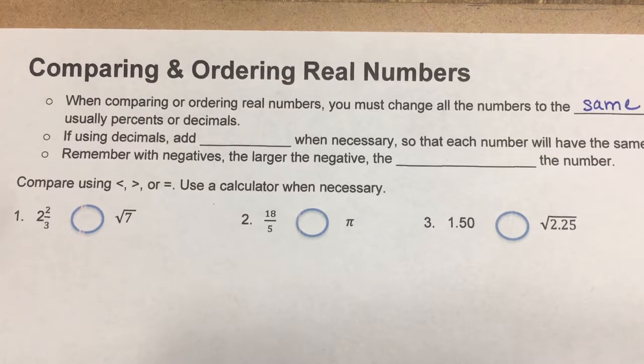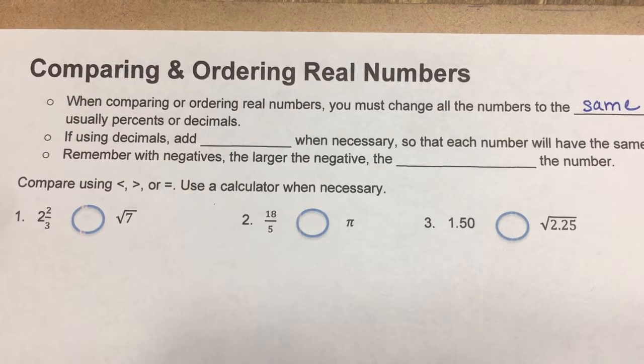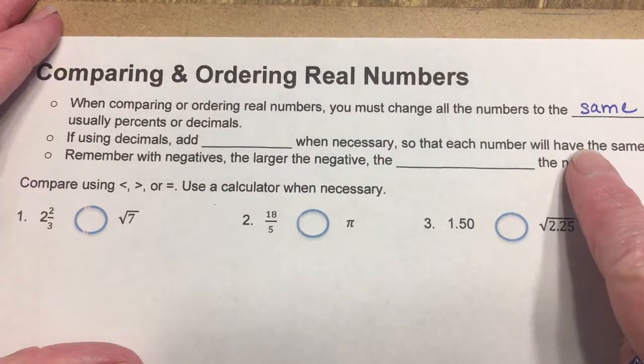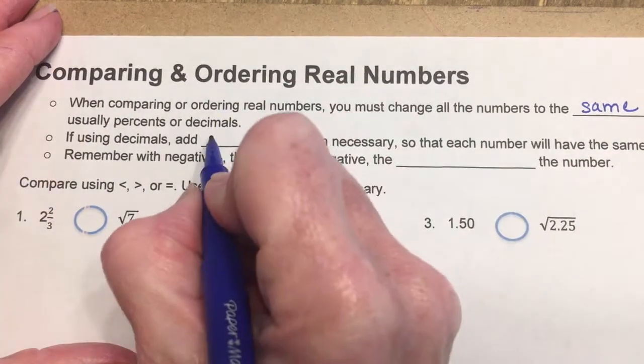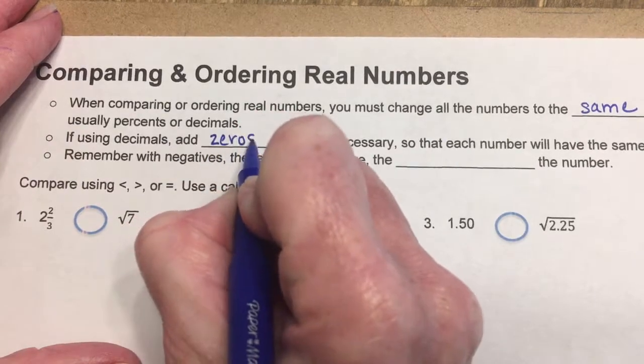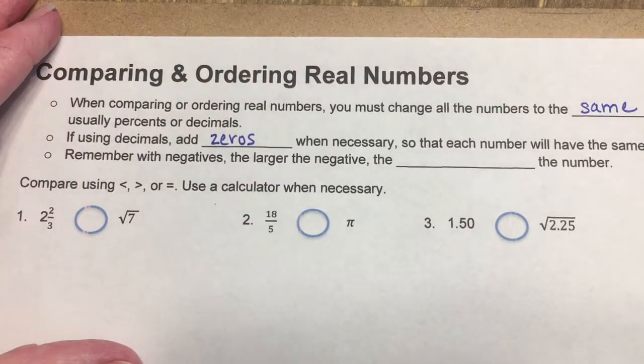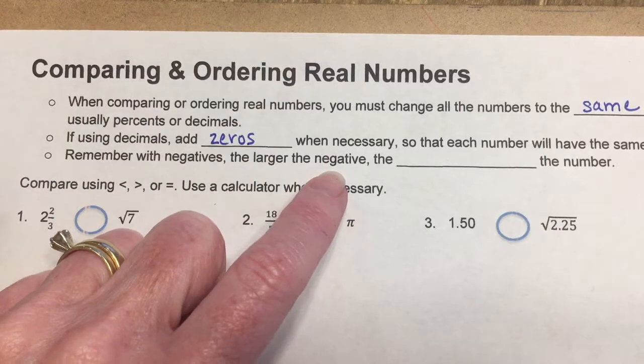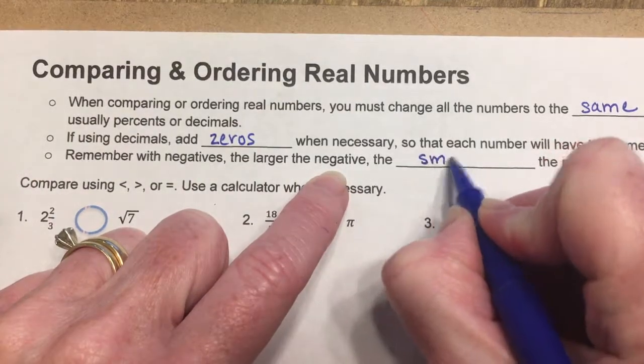So if you're using decimals, one thing you want to be aware of is that you need to make sure that the numbers you're comparing have the same number of decimal places. So sometimes you will have to add zeros to your number so that they all have the same number of digits. And then remember when you're ordering negatives that the larger the negative is, the smaller the number actually is.